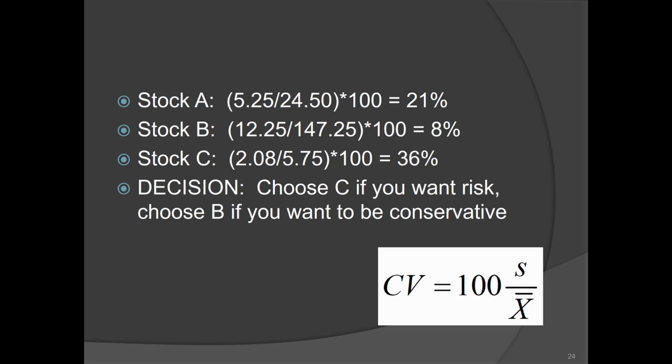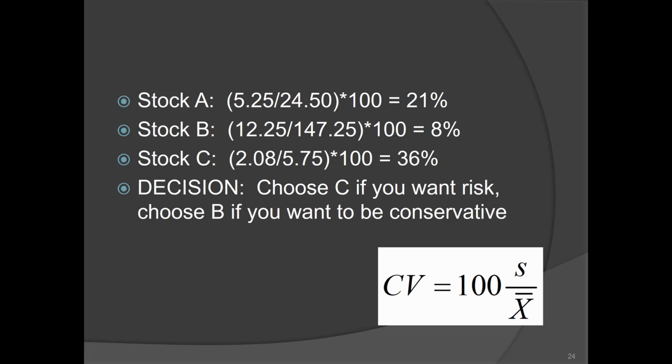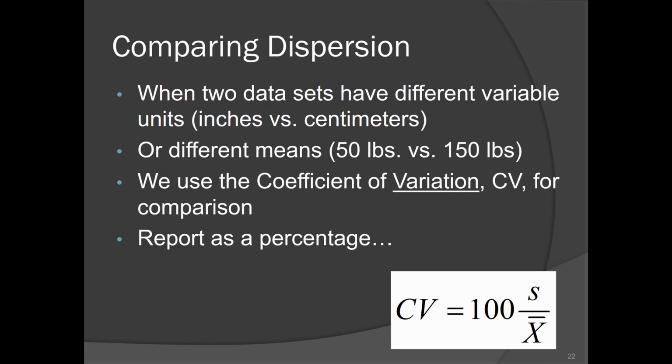So for stock A, we get 21% variability, or relative variation. Stock B, 8%, and stock C, 36%. So in our original data, it almost looked like stock B had the most variability, but once we find the coefficient of variation, we see that stock C actually has the most variability. So our decision is we choose C if we want risk, and choose B if we want to be conservative. So again, I actually like to do coefficient of variation for any data set, but typically when I do it for when two data sets have different units or different means.